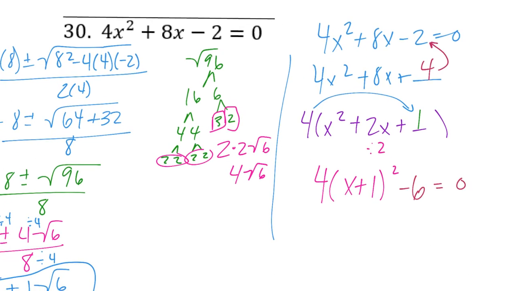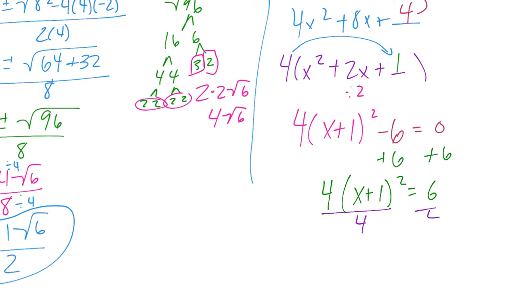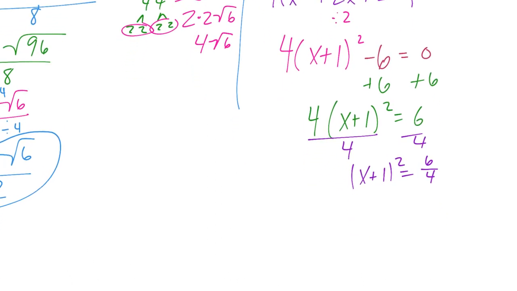And this is where some of y'all struggled on the quiz, was solving this. So we will add 6 to both sides. 4 times x plus 1 squared equals 6. Divide by 4 on both sides. So then you have x plus 1 all squared equals 6 over 4. And yes, you can simplify that fraction. I'm not going to, because you'll see in a minute that we actually use that 4. All right, so then we square root both sides. So x plus 1 equals plus or minus the square root of 6 over 4. Then we subtract 1 on both sides. So then that gives you the same answer.